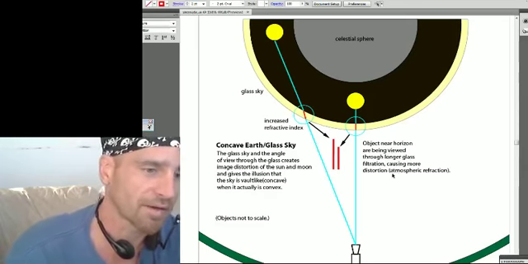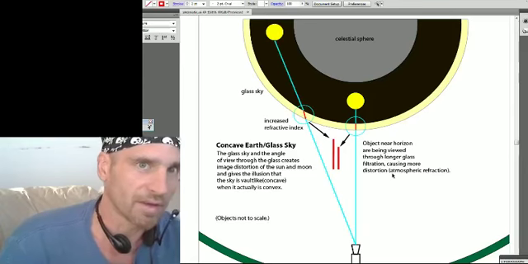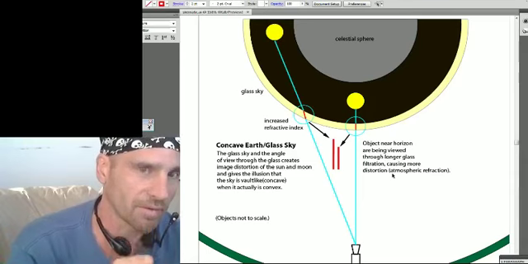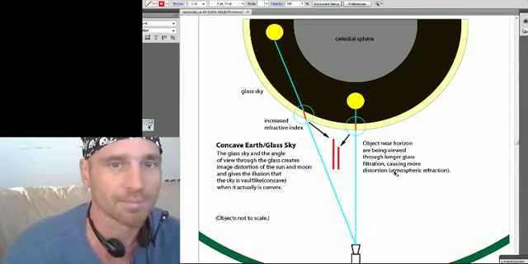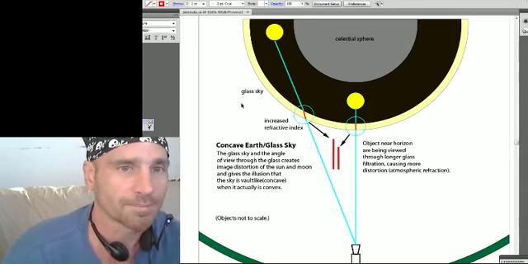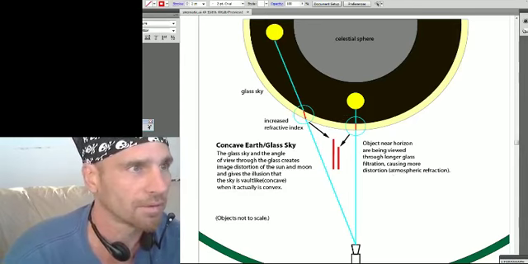It is the glass sky that's giving you the illusion that the heavens are vault-like, but it's because of the thickness and the angle of incidence at which you're looking at the objects, which is causing the distortion, giving you that illusion. So, I think that's all I wanted to say about that.